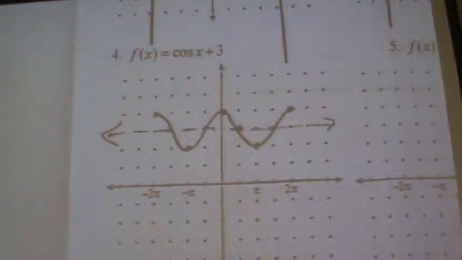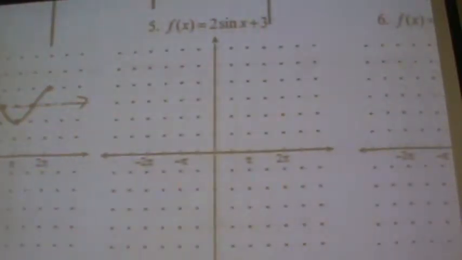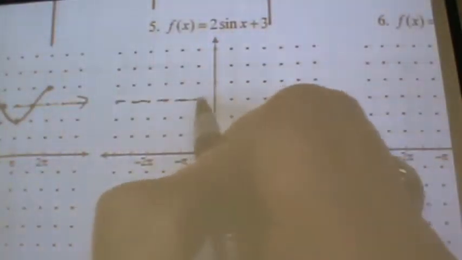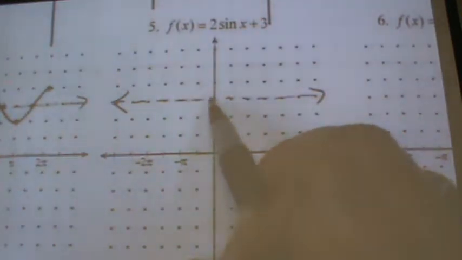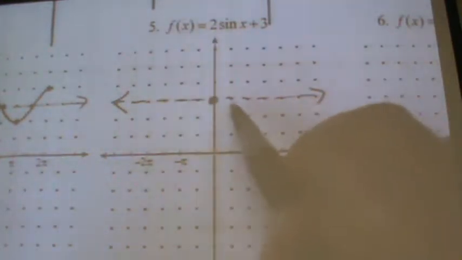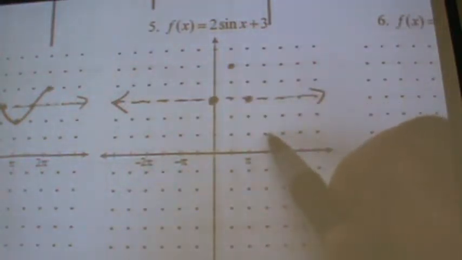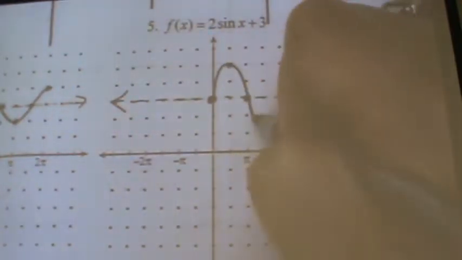Number 5. Where's your new x-axis? 3 above. 3 above, right here. Okay, now this one looks like a roller coaster, but 2 is the amplitude. So you start here, and you're going to go 2 units above, on, go 2 below, and like that. So this is 1 full period like that. And then go backwards.